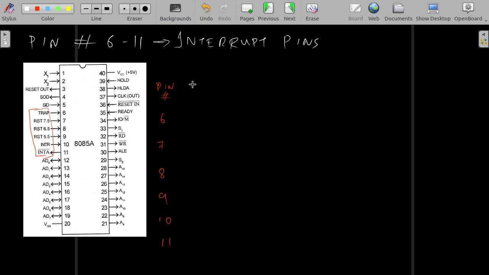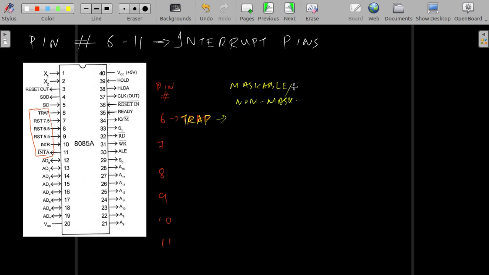Okay, so pin 6 is named TRAP. Okay, it is named as TRAP. So one concept that you should know is the concept of maskable or non-maskable.